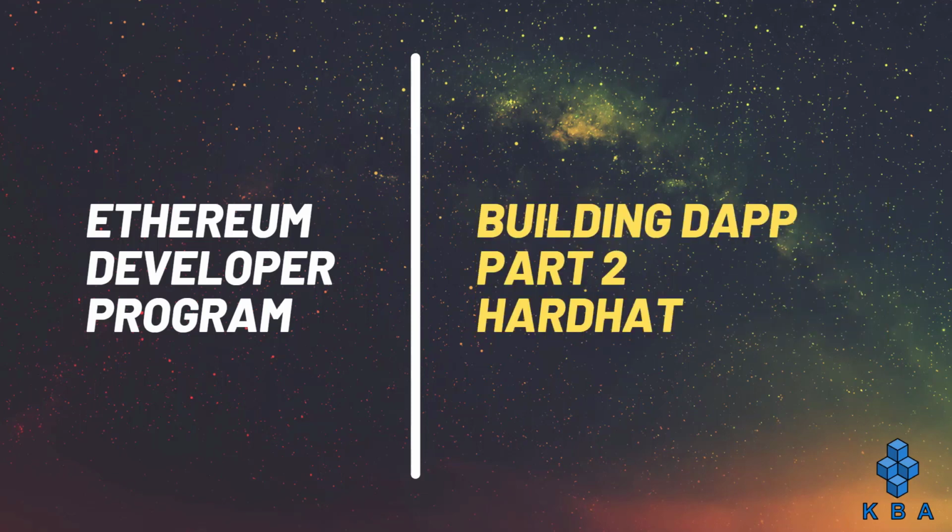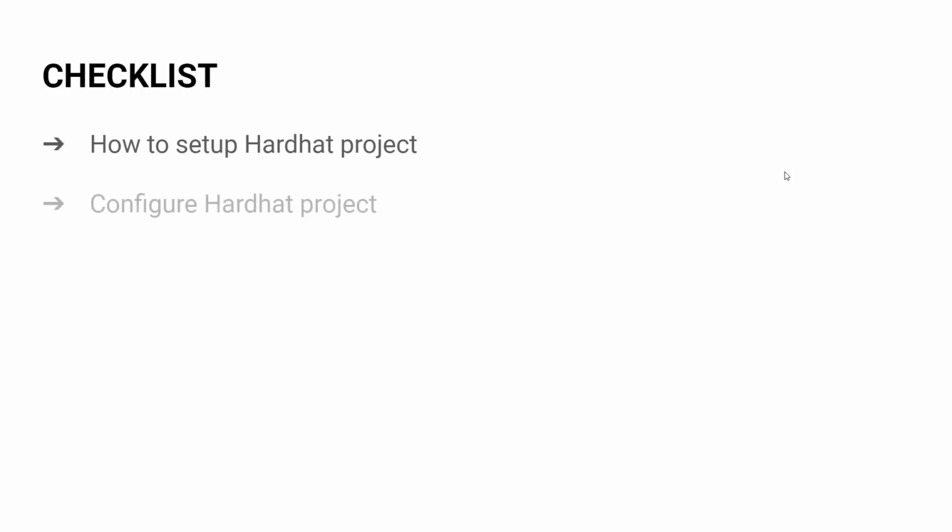Building Decentralized Application Part 2. Hardhat. We'll learn how to set up a Hardhat project, configure the Hardhat project, compile and deploy the contract. Let us create a new folder named Hardhat.